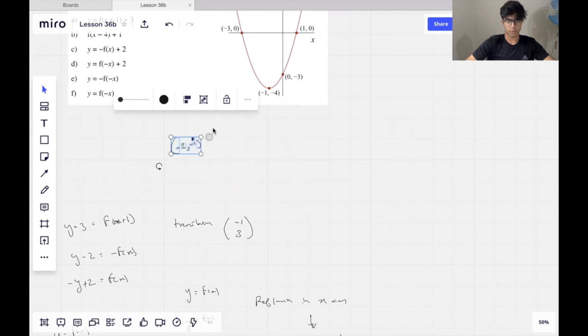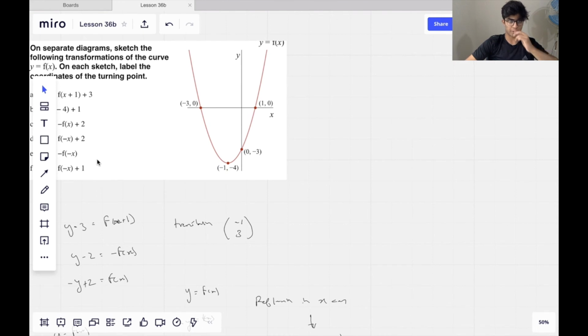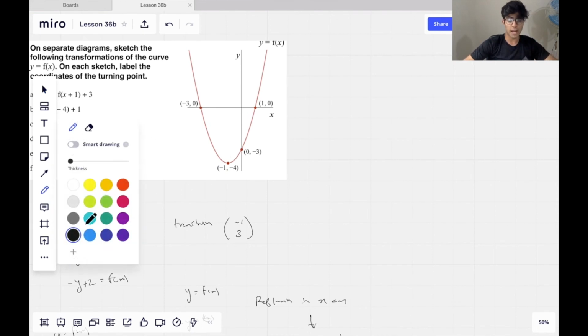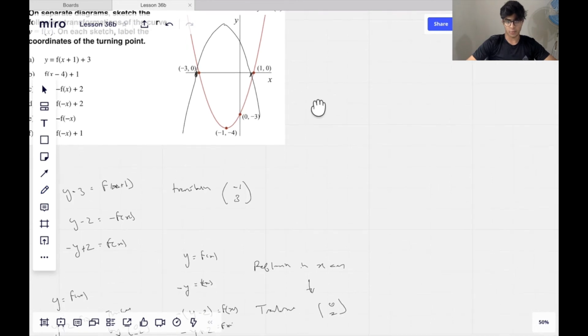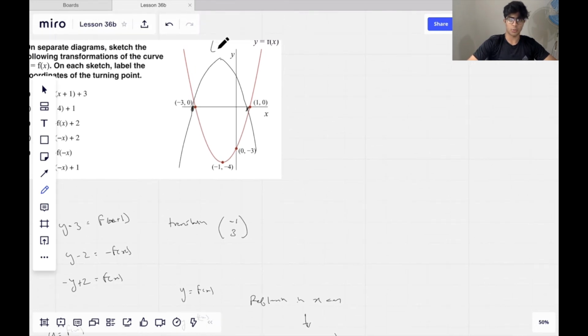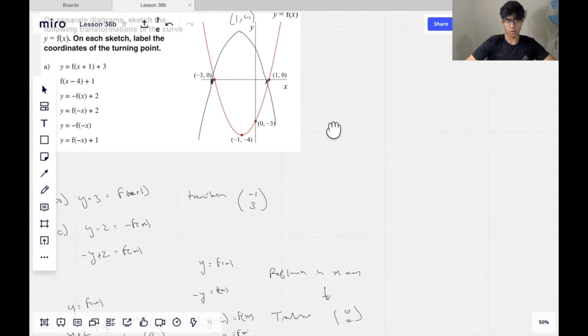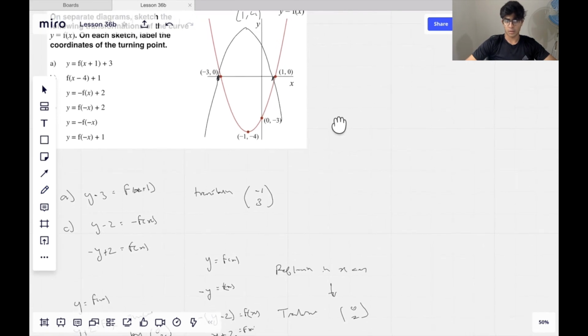Okay, let's reflect first. I actually sometimes draw this out in two separate stages. So reflection will look the same. These points will be the same, right? Reflect, and what will the turning point be? 1, 4, and now translate by 0, 2, so up by 2.